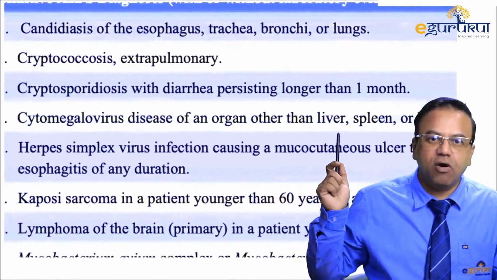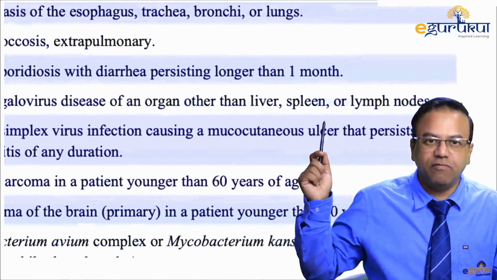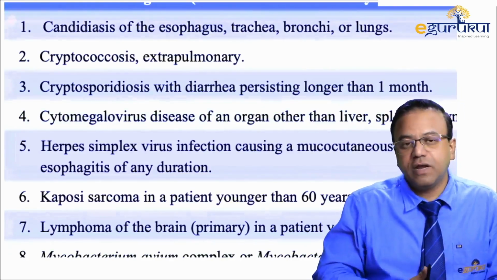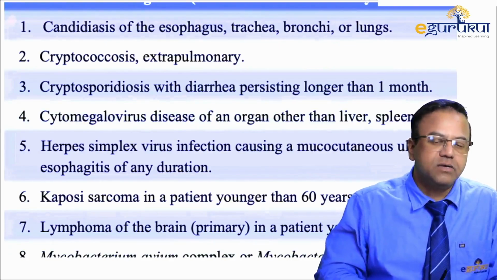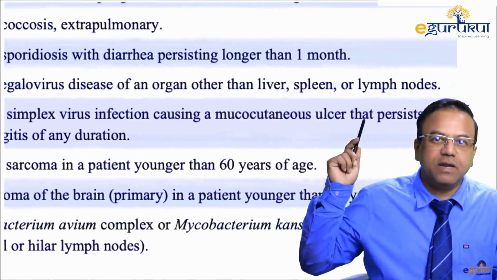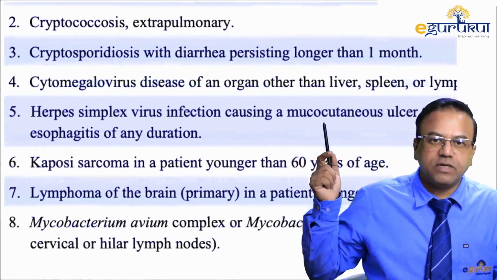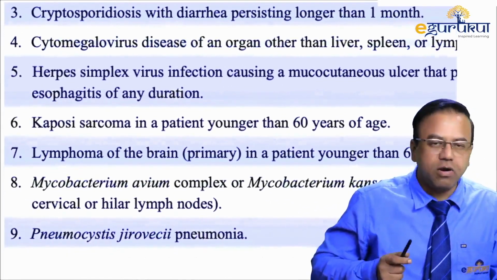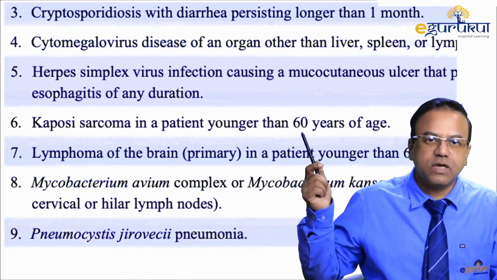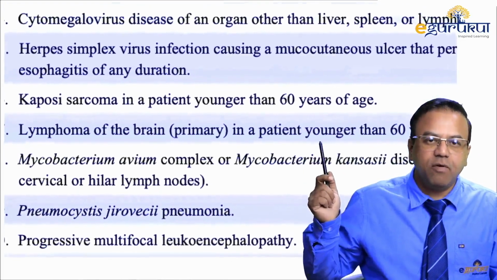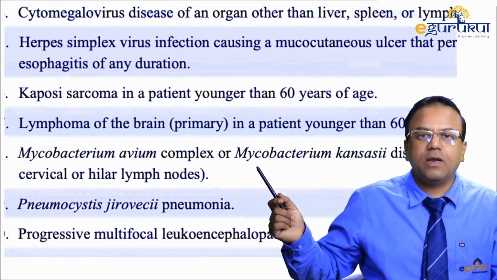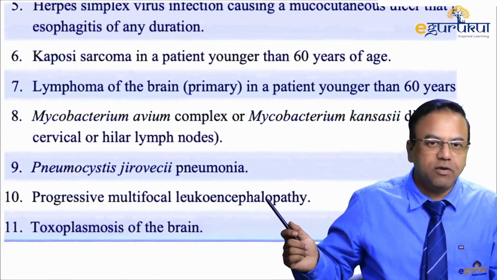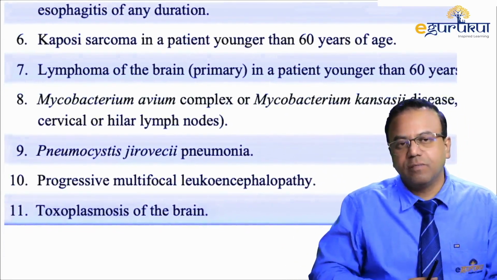CMV infection of any organ other than liver, spleen or lymph node. So CMV involvement of the retina, CMV esophagitis, CMV colitis, CMV encephalitis. So CMV involvement of an organ other than liver, spleen or lymph node. Herpes simplex infection causing a mucocutaneous ulcer that persists longer than 1 month, or herpes simplex esophagitis. Kaposi sarcoma in a patient less than 60 years. Lymphoma of the brain in a patient less than 60 years. Mycobacterium avium complex involvement. Pneumocystis pneumonia occurrence. Progressive multifocal leukoencephalopathy and toxoplasmosis of the brain.